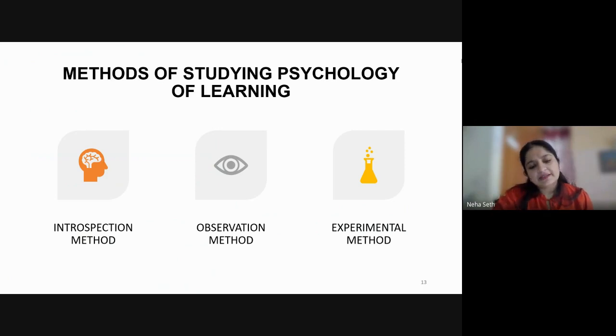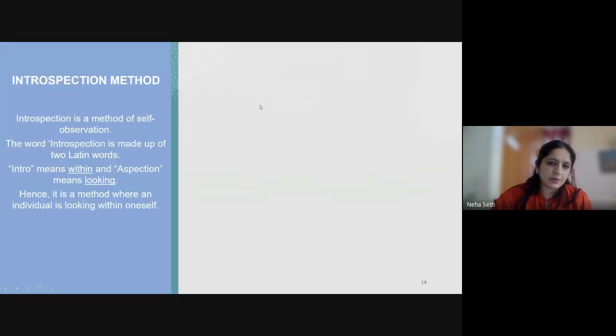Okay, these are 3 methods: introspection, observation method, and experimental method. I'll be talking about these 3 methods one by one. So when we are talking about the introspection method, it is a method of self-observation.